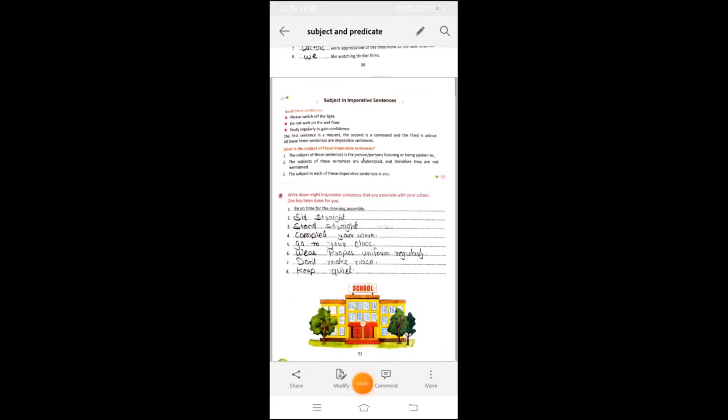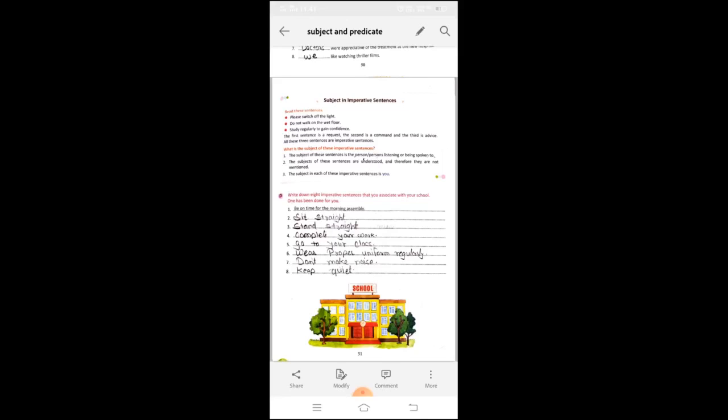Now in question number D, you have to write 8 imperative sentences which associate with your school. That means you hear this kind of imperative sentences at school. Let us see one example of it. Be on time for the morning assembly. So this kind of imperative sentence you hear at school, and you have to write 7 more imperative sentences related to the school. Let us see the examples.